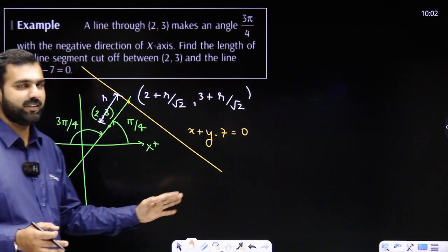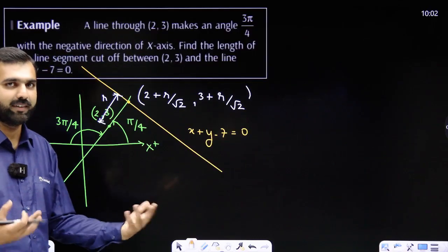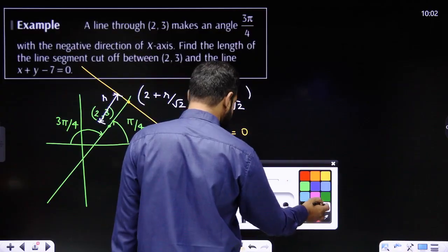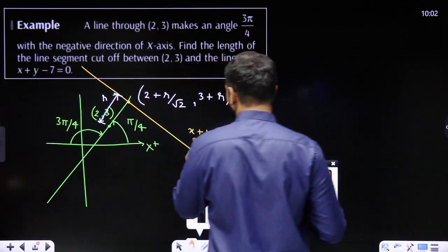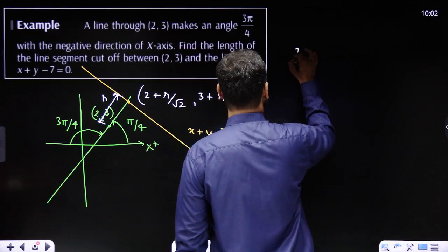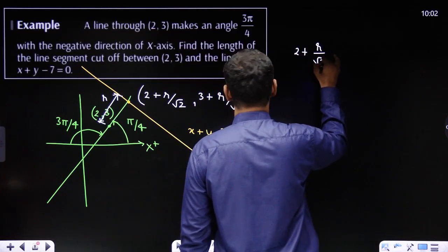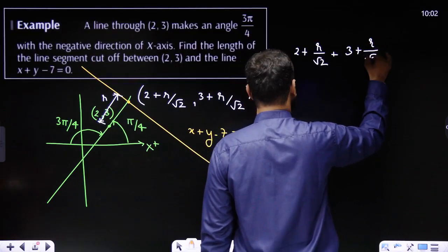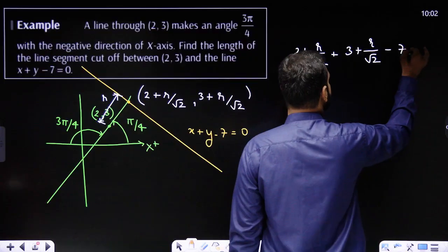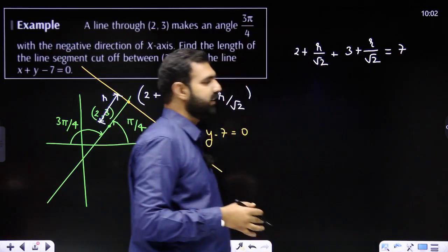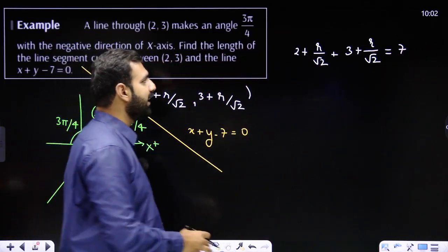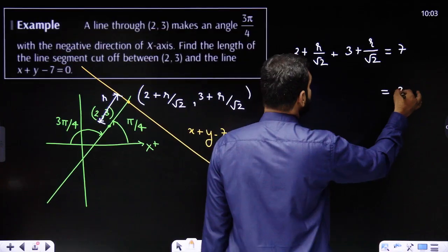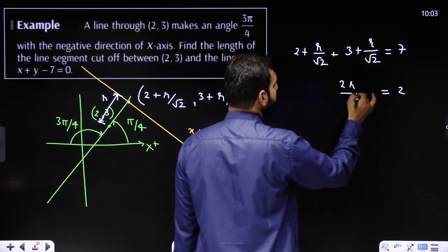I hope you're realizing this is also one of the most effective methods we can use. So by having this particular idea, for this question, I'll put x as 2 plus r by root 2. So this is going to be 2 plus r by root 2 plus y as 3 plus r by root 2 minus 7 is equal to 0. So 7 can be taken on the other side. 3 plus 2 is going to be 5. 7 minus 5 is going to be 2. So I'll have 2r by root 2 here.